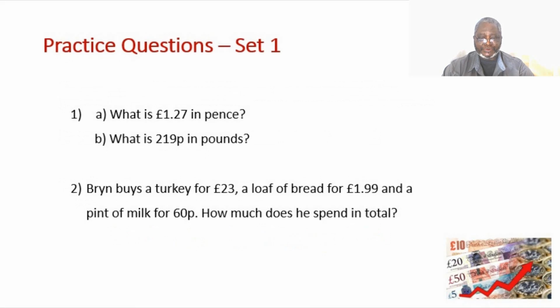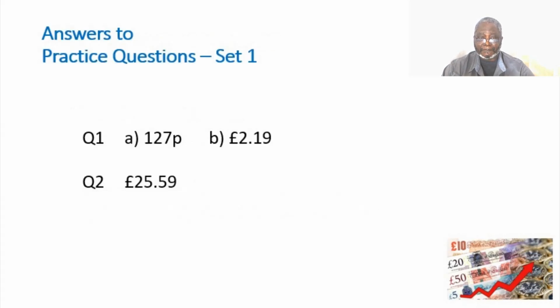I have here two practice questions for you on set 1. Question 1. A: What is £1.27 in pence? B: What is 219 pence in pounds? Question 2. Brian buys a turkey for £23, a loaf of bread for £1.99, and a pint of milk for 60p. How much does he spend in total? Don't forget, on a question like this, you have to convert either to pounds or to pence, whichever you feel convenient with. And your answer?